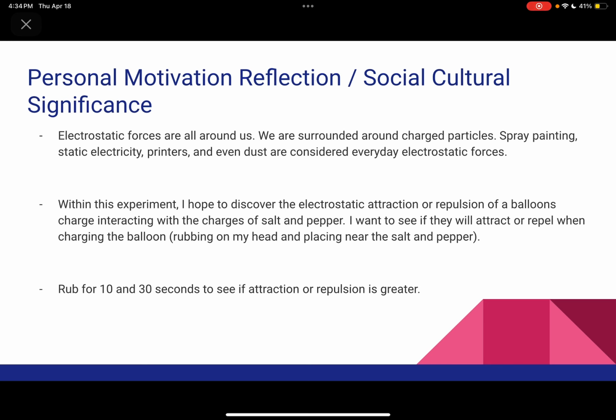Within this experiment, I hope to find the attraction or repulsion of balloons when I charge it by rubbing it on my head and seeing what it does to salt and pepper, since a balloon would have a negative charge if I rubbed it on my head, and the salt and pepper have a positive charge. So my overall hypothesis is that it would be attracted. And I want to see if I rub it for more seconds if it will be more attracted.